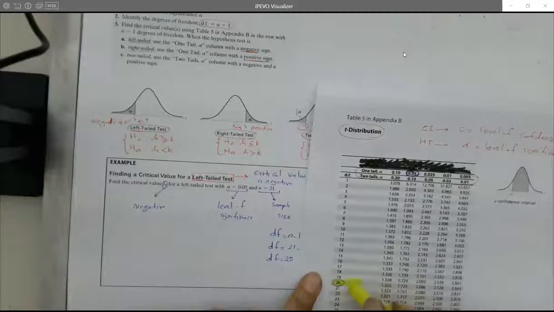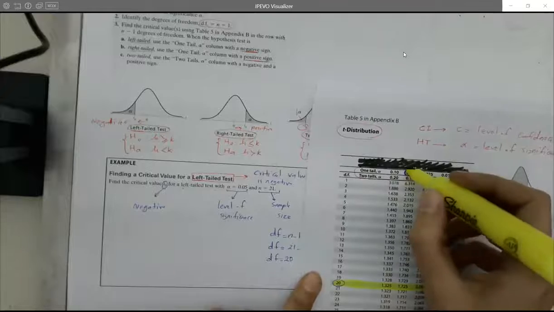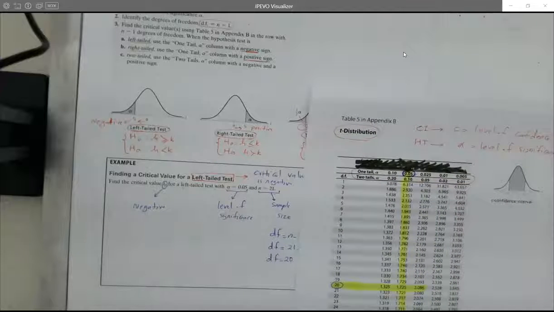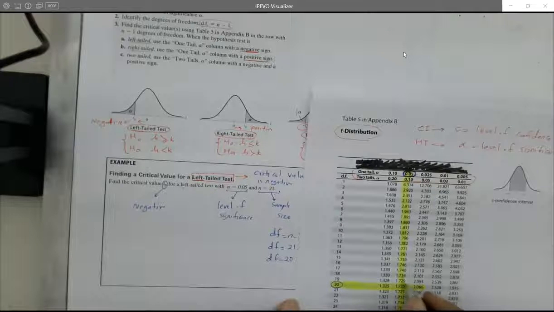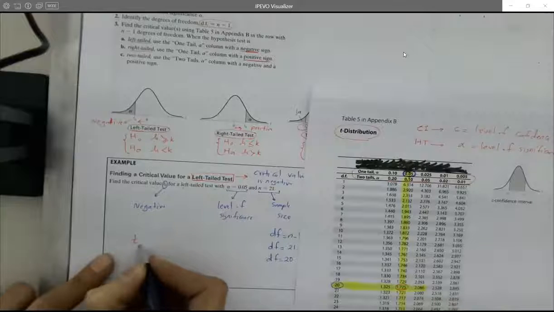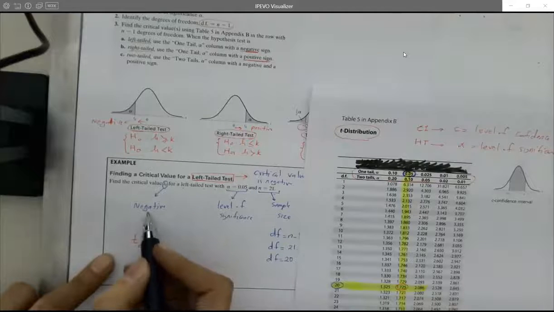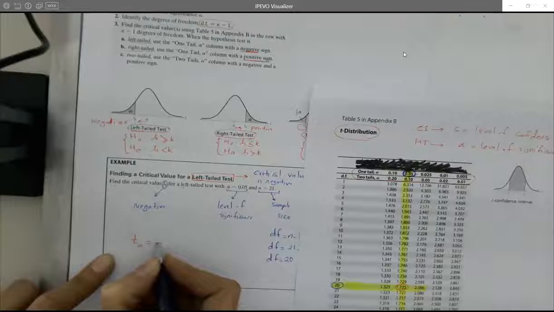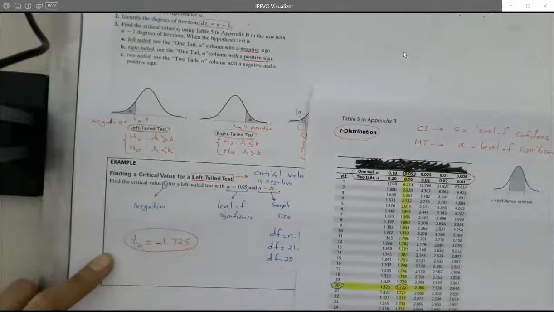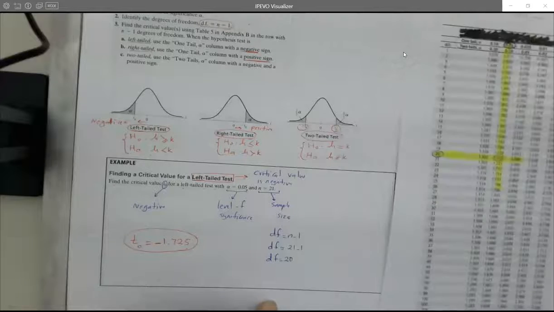Intersection between 20 and 5%. As you can see, the intersection is 1.725, and t sub 0 must be negative. So I put a negative sign in front of it, negative 1.725. Okay, so what does that mean?